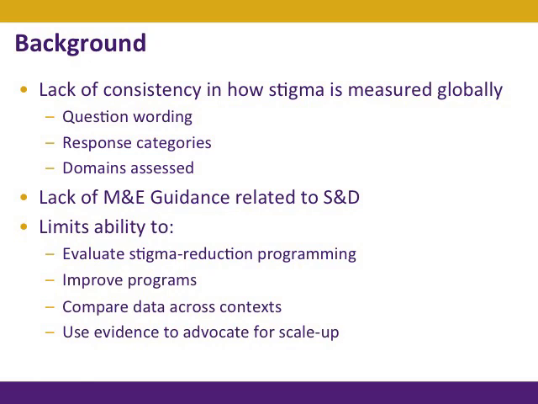A little bit of background on this next slide is that one of the big gaps was that there's hundreds of measures out there to measure stigma, but there's a lack of consistency in how it's being measured. So the question wording is often different, the response categories are different, the domains being assessed are different, and this really limits our ability to evaluate stigma reduction programming, to improve programs, to compare data across contexts, and to use this evidence for scale-up.